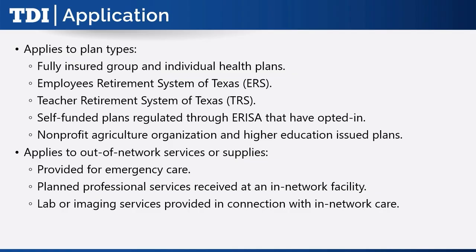The types of claims that are eligible for IDR are out-of-network services or supplies provided for emergency care, any type of planned professional services received at an in-network facility, and lab or imaging services provided in connection with in-network care. So these types of services would have to be referred by an in-network provider to an out-of-network lab or imaging provider.